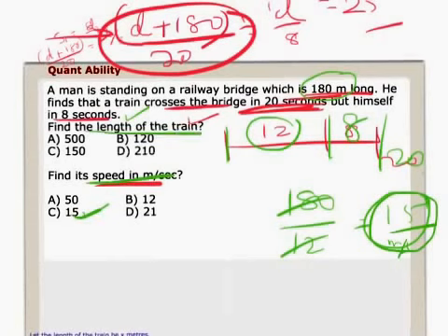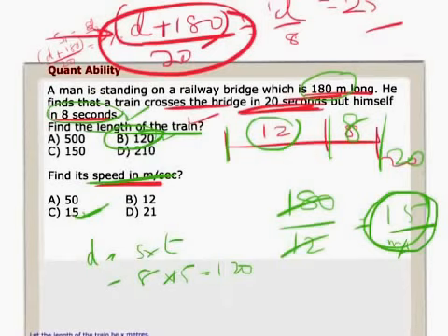Length of the train I'll get by what? By considering that it takes 8 seconds to cross the man. So distance is what? Speed into time. 8 into 15, 120. B. Fine. So the answer is B.